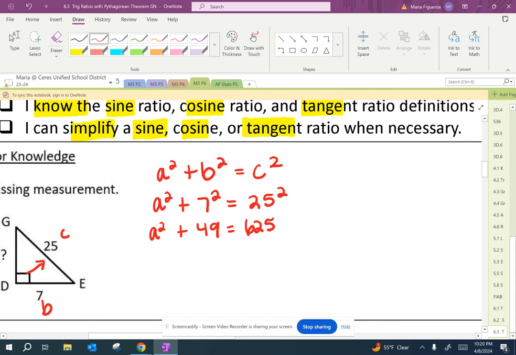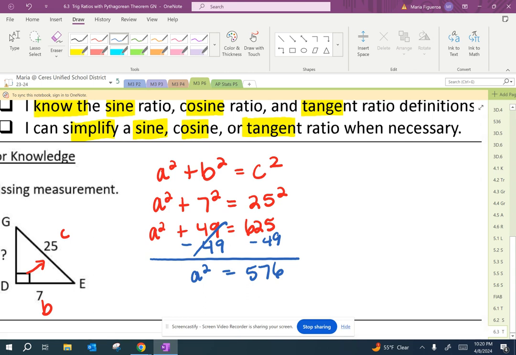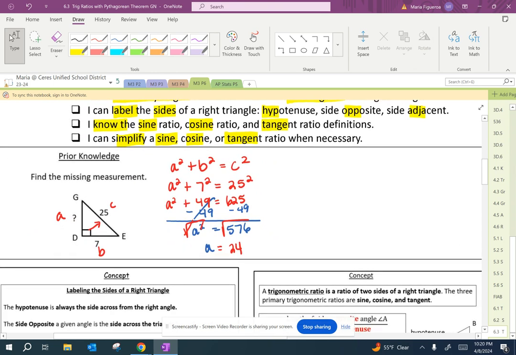I'm trying to get a squared by itself, so we have to subtract 49 on each side, leaving us with a squared equals 625 minus 49, which leaves us with 576. And then the square root of 576 is actually 24. So if I take the square root of each side, a is 24, because the square root cancels out the squared. So the missing side of the triangle is now 24.